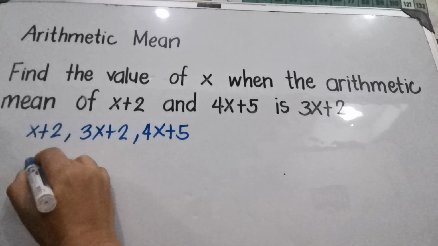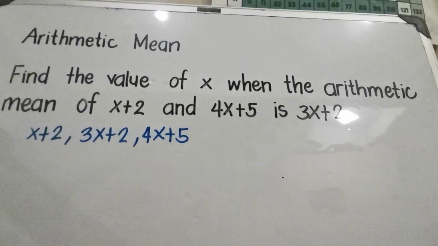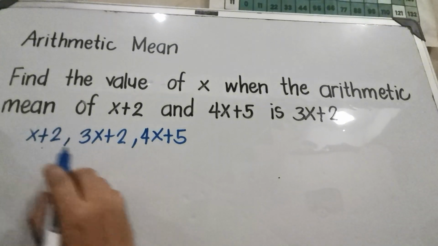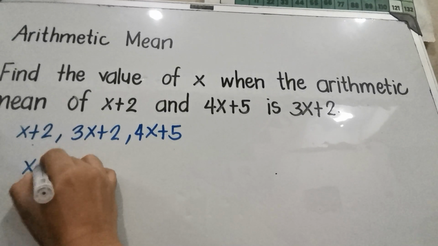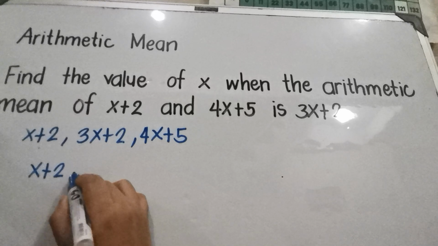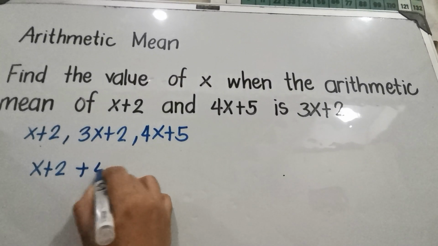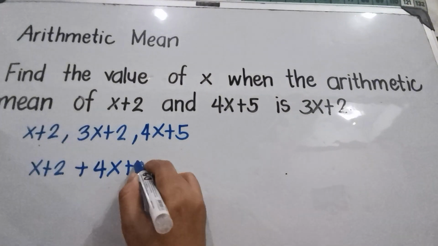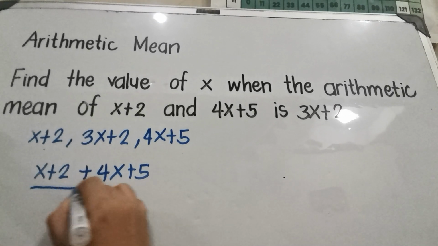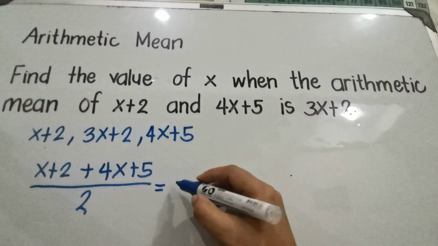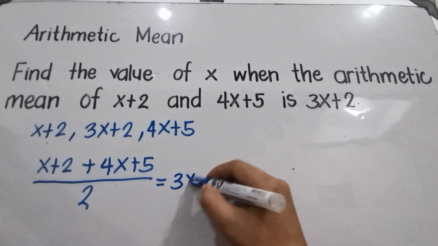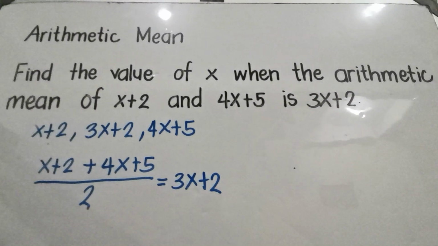Now to solve, we're going to add the first term and the third term, or the last term. So x plus 2 plus 4x plus 5 over 2 equals the arithmetic mean, which is 3x plus 2.